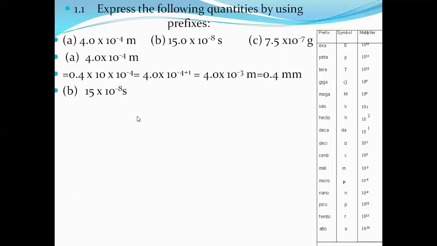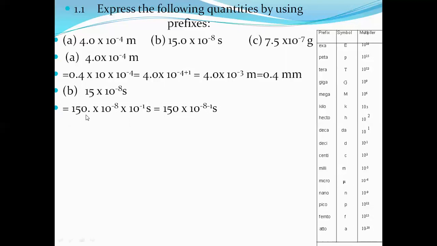Now part B, 15 into 10 to the power minus 8 seconds. Now how can we convert this into a quantity which is in prefixes? So minus 8 is quite close to nano, 10 to the power minus 9. Now for this we rearrange the decimal to the right hand side. So 15 can also be written as 150 into 10 to the power minus 1, or 150 divided by 10. We can write it down like that.